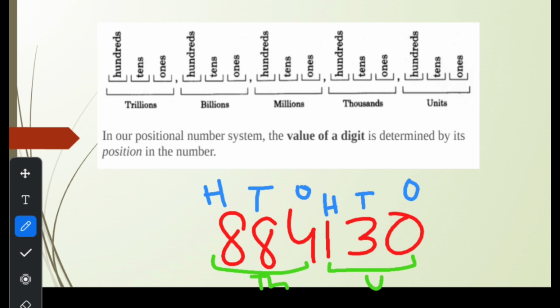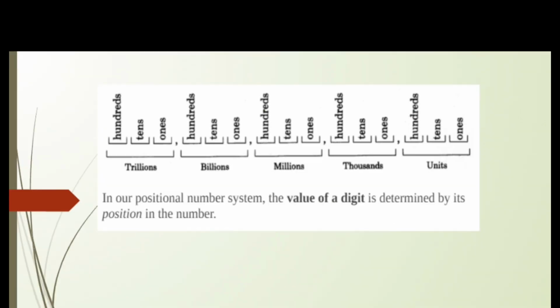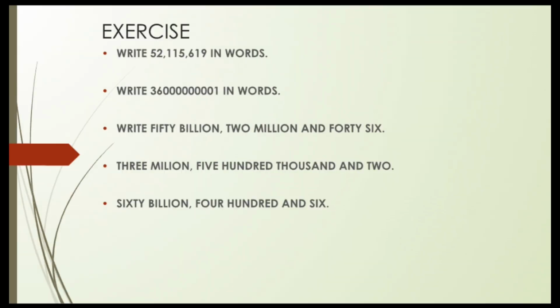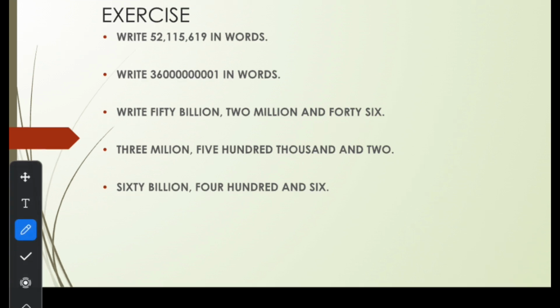So now, starting reading from the extreme left number, which is 8, under the umbrella of H, it would be read as 884, then the period name, which is 1000. So they would read them as 884,130. I hope I'm understood. Now let's practice any one of these given questions. Let's start with number 2.